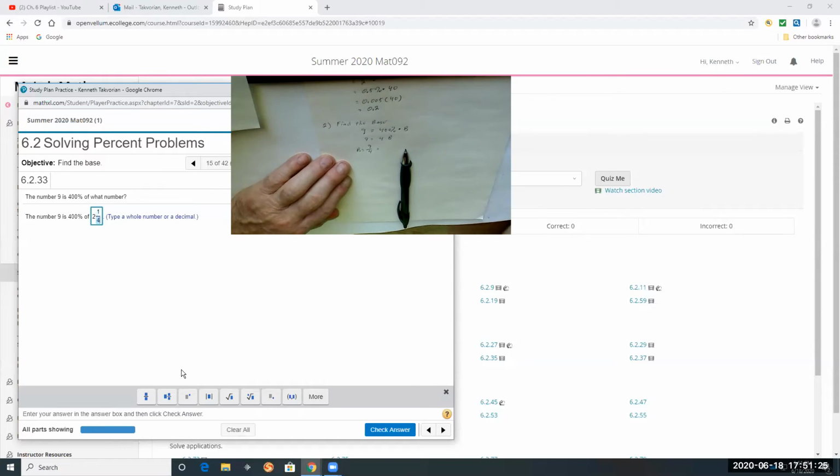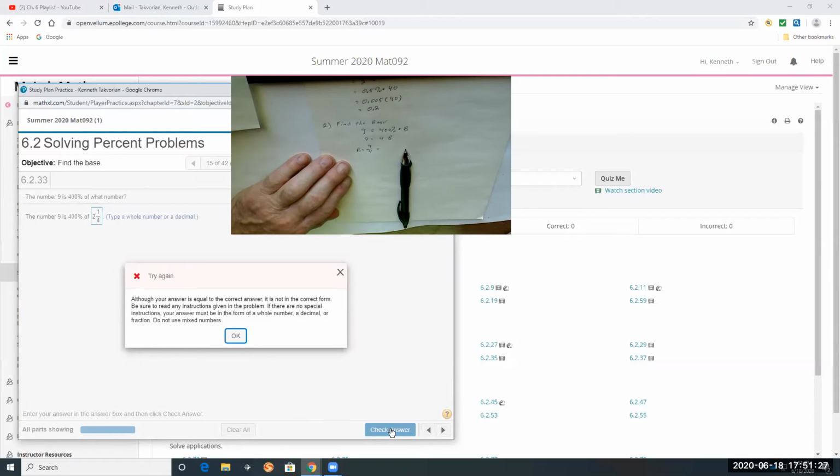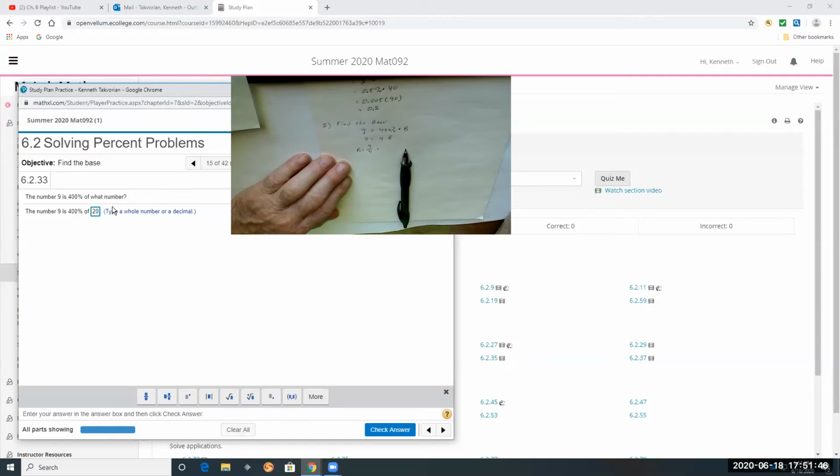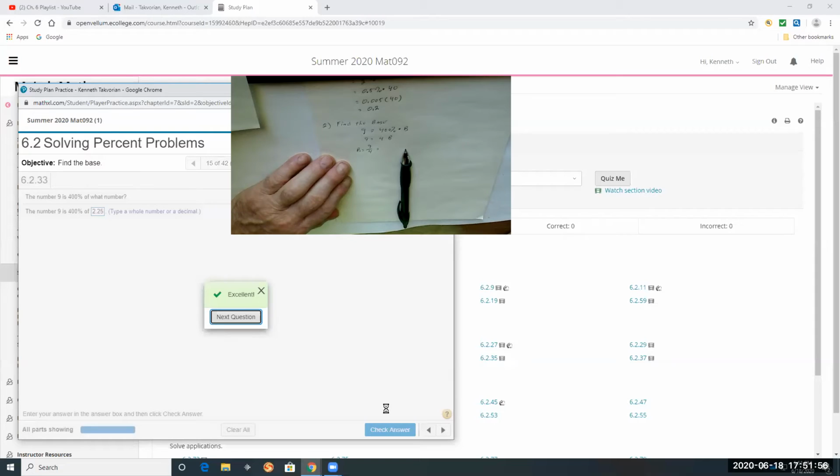Check my answer. Although your answer is equal to the correct answer, it is not in the correct form. Let's go read the directions. Oh, type a whole number or a decimal. Another way of saying 2 1/4 is 2.25. Let's try that. Finally, we got the question correct because we pay attention to the directions.